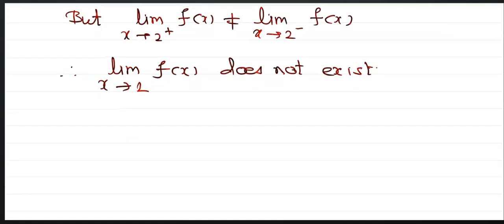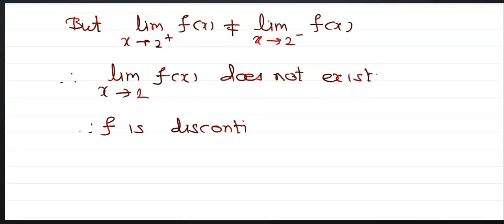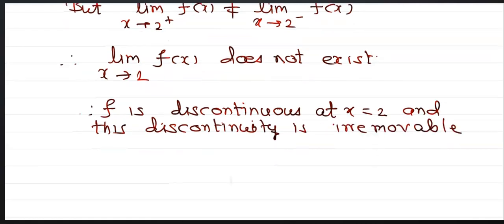म्हणून कंटिन्युटीचा प्रश्न नाही. म्हणून प्रत्येकदा असंच काय की whenever the limit does not exist, then there is no question of continuity. But when the limit exists, then we redefine it and the discontinuity will be removable. पण इथे आता लिमिटच एक्झिस्ट नाहीये म्हणून हा डिसकंटिन्युटी is irremovable. f is discontinuous at x is equals to 2 and this discontinuity is irremovable. आपण रिमूव्ह करू शकत नाही.